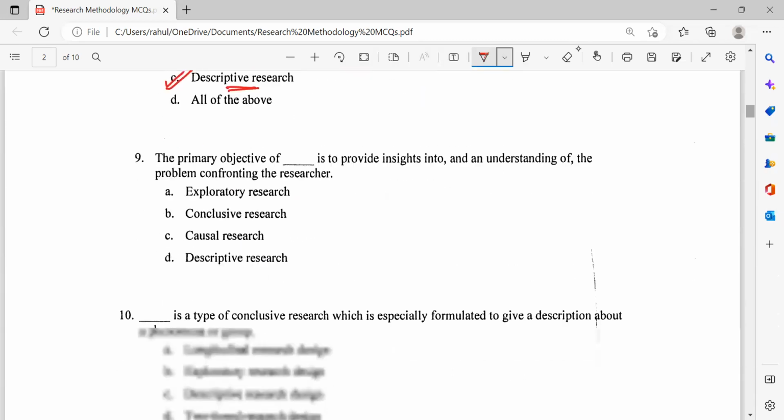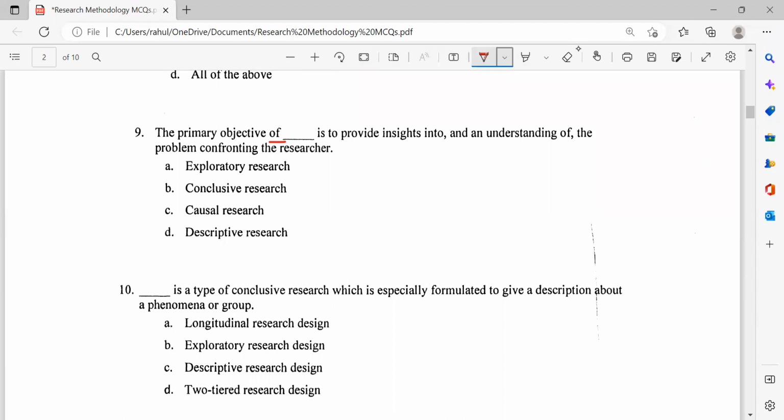Question number nine. The primary objective of which of the following is to provide insight into an understanding of the problem in the research. So basically, whenever you want information like insight into something, directly focus on exploratory research, because exploratory research provides insight into an understanding of the problem concerned. Whenever you see such a keyword, you can directly go with exploratory research. Option A is the correct answer.